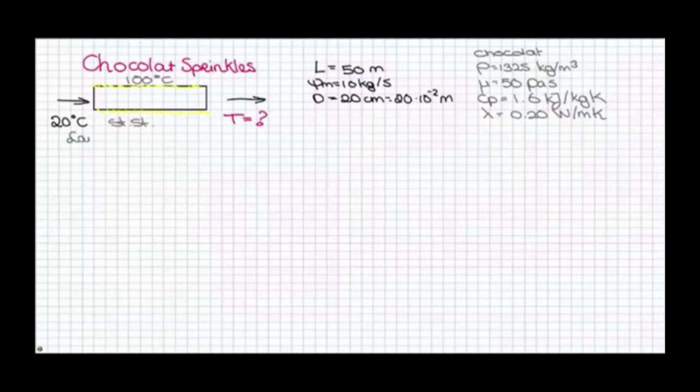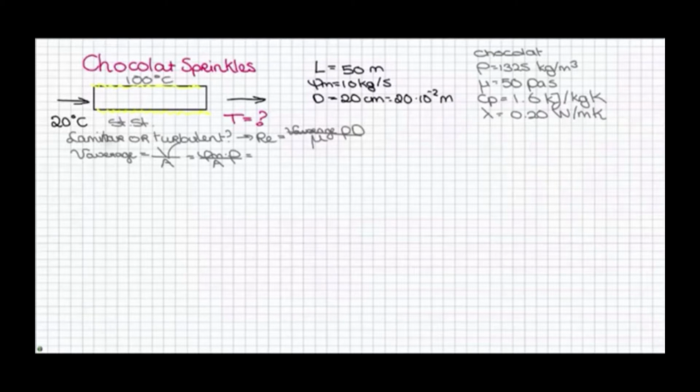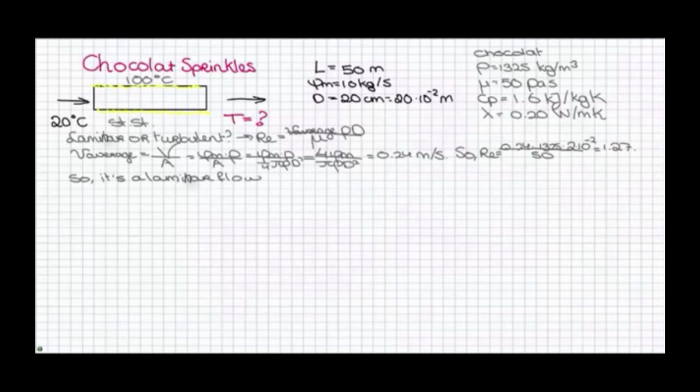The first question was to determine whether the flow is laminar or turbulent in this situation. Of course, you can determine this by using Reynolds number. But first we need to calculate the velocity of the chocolate flow by using the mass flow of the chocolate. Then we will find a velocity of 0.24 meter per second. Reynolds number in this situation is 1.27, so the flow is laminar because Reynolds number is very low.